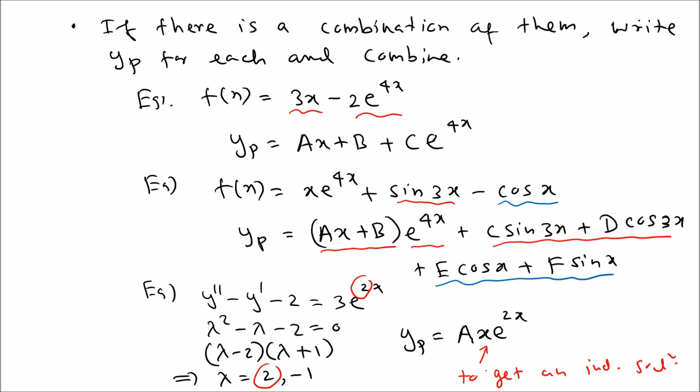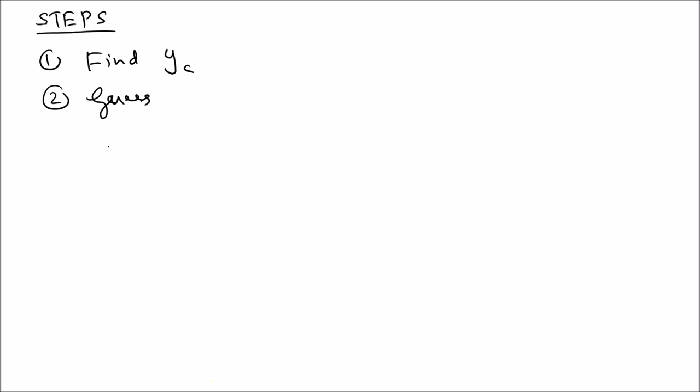So what we can do now is, let's talk about the steps to solve a problem like that. So these are the steps to solve a problem using the undetermined coefficient method. The first step is always going to be find yc. The reason is, then it's going to tell you whether the lambda appeared in the characteristic equation. So we find yc first, at least the lambda values. That's the first step. The second step is guess yp. That's the second step.